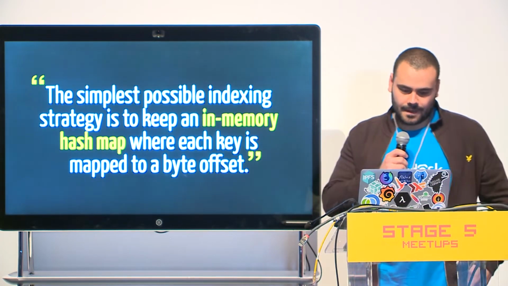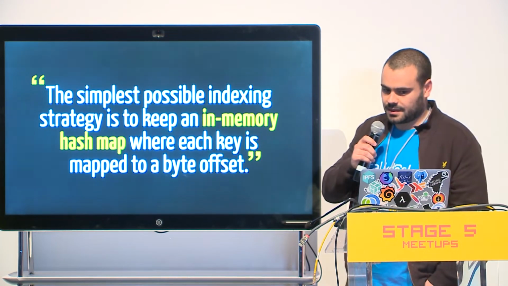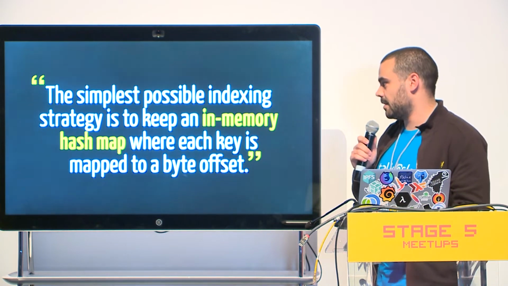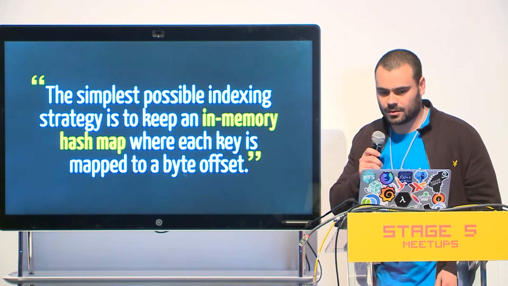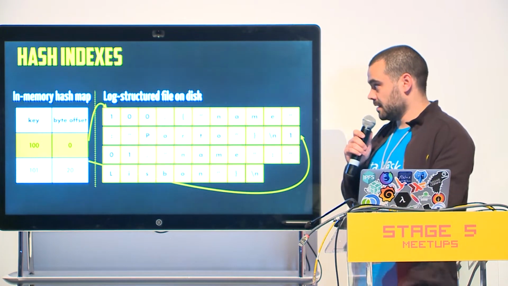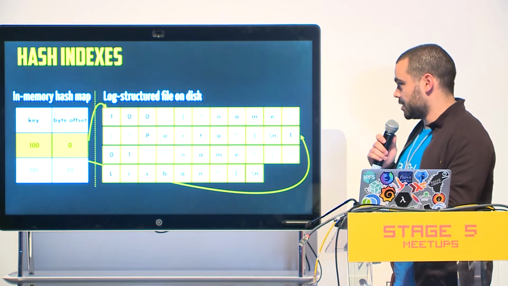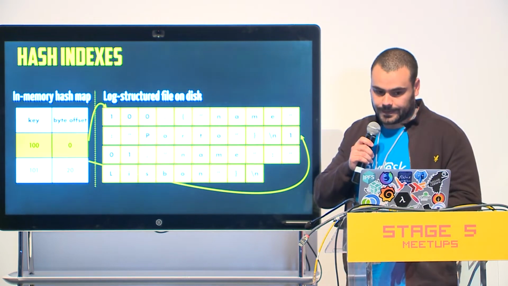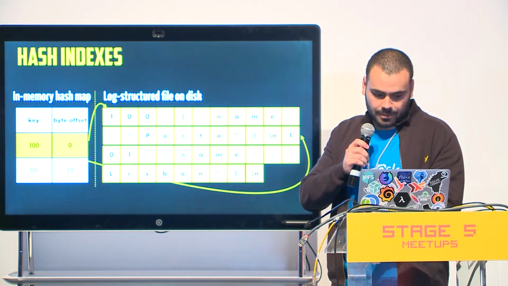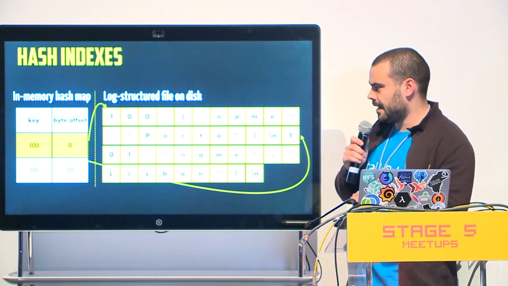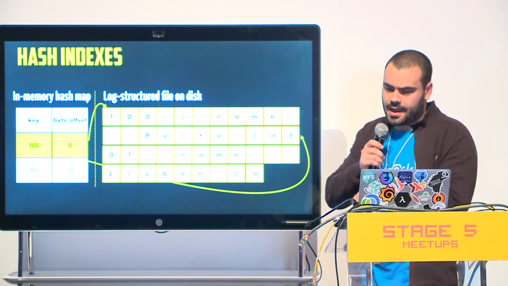So talking about examples, the simplest possible indexing strategy is to keep an in-memory hash map where each key is mapped to a given byte offset. So it will look something like this. On the left, we have the in-memory hash map. On the right, we have the log structured file on disk. And this hash map will be used to find the offset in the data file. We'll have to seek to that location and read the value.